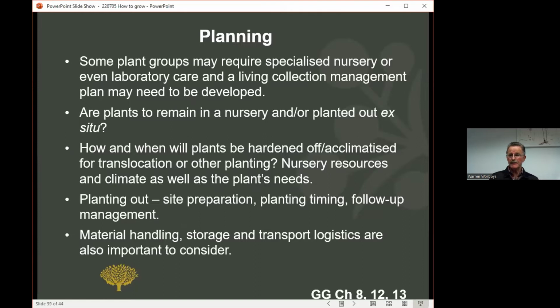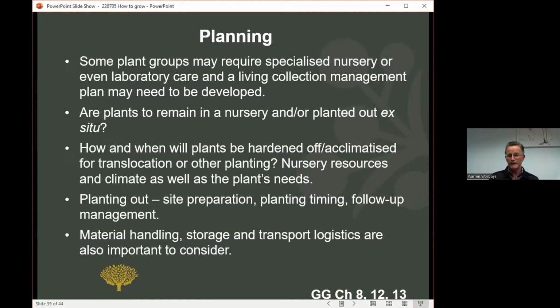So specialised conditions may be required in the nursery. That might be aquatic plants, alpine plants, or plants that grow in very specialised soil conditions or substrates. All these sorts of things need to be researched before you go out in the field, or even consider going out in the field. Are the plants going to remain in the nursery ad infinitum, or are they going to be planted ex situ or used for translocation?